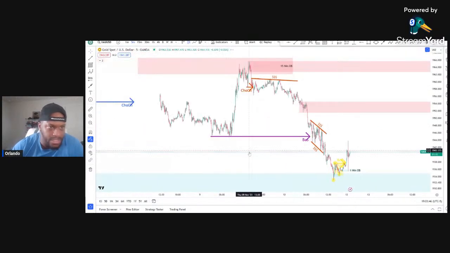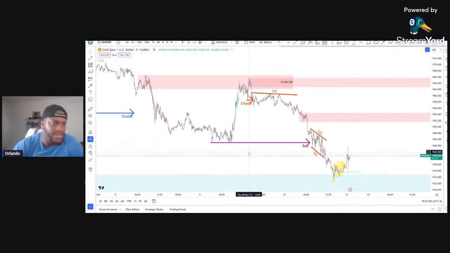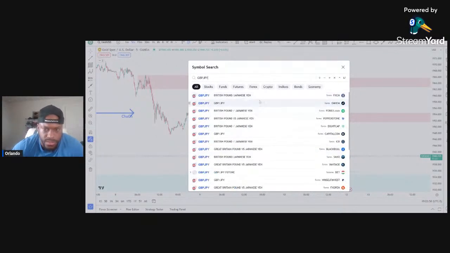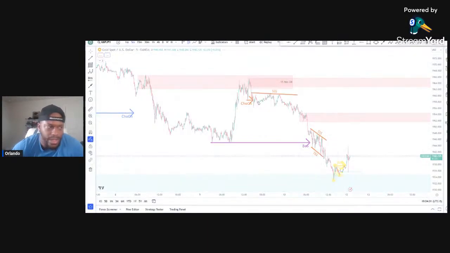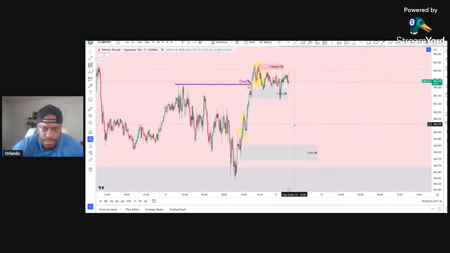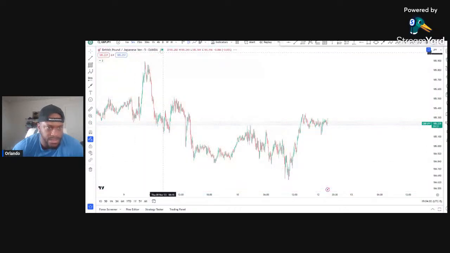All right. So we did gold. Let me look at GBP JPY. Let me look at GJ. The Orlando version. Let me look at GJ. So let me erase this and show you all how to mark it up from the higher time frame.